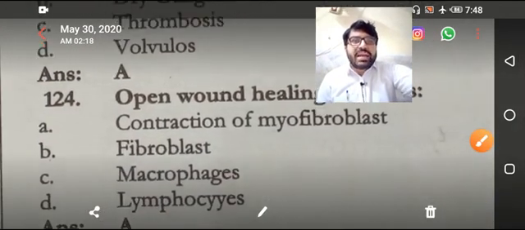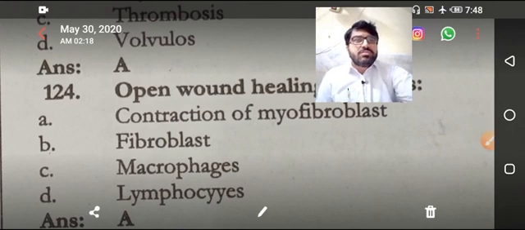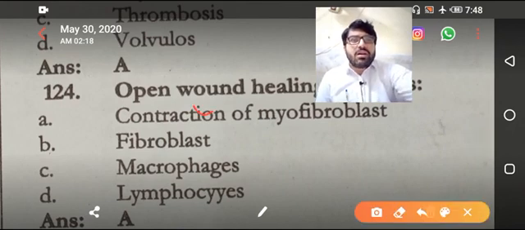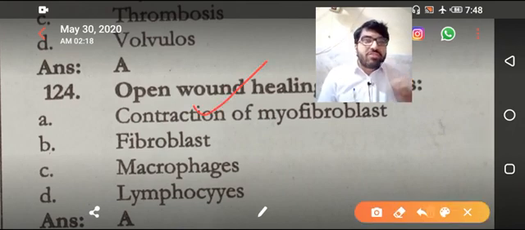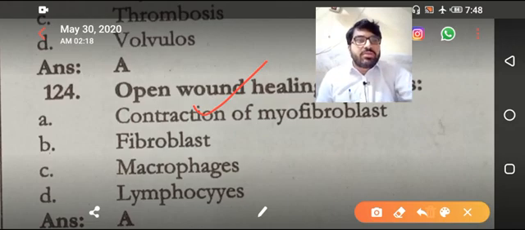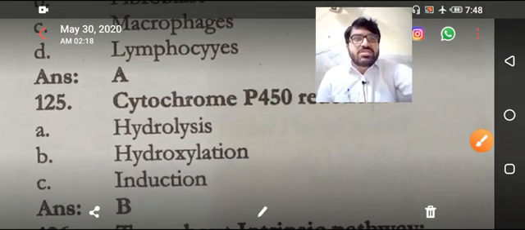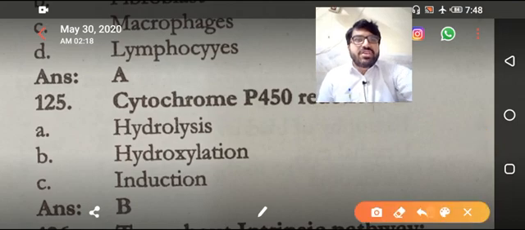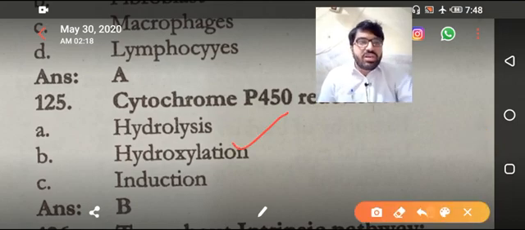Coming next, open wound healing, a straightforward question. Contraction of myofibroblast, not fibroblast, myofibroblast. Cytochrome P450, the major reaction is hydroxylation, the key is right.